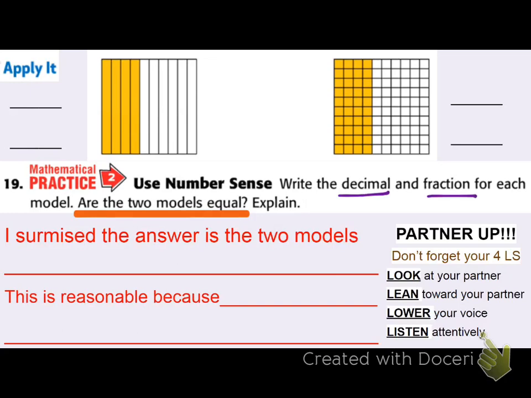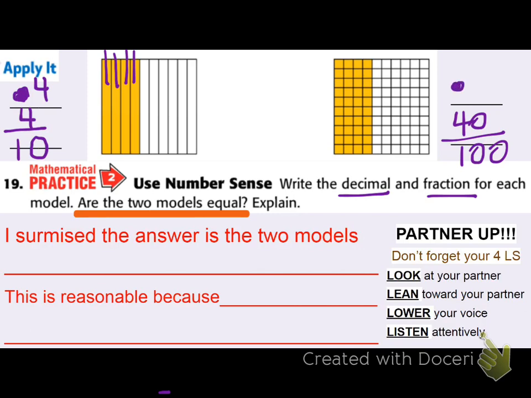Well, there's 4 out of 10 that are shaded here. So I can go ahead and write 4 out of 10. Okay, and then I can write it as a decimal, an equivalent value, the same worth, 4/10. Well, here I have 40 out of 100. So my fraction is 40 hundredths. I can write it as an equivalent value as a decimal, 40 hundredths. Well, I finished the first part. Now I have to answer the question, are the 2 models equal?